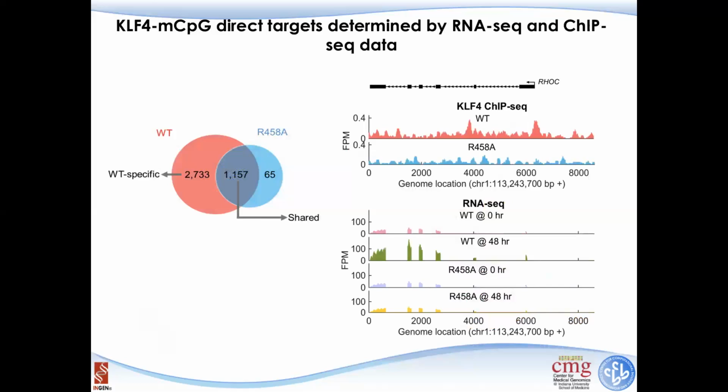And also we tested the ROC gene expression, and we can see that in the wild type, where we keep the KLF4 methylated binding, this gene is upregulated after 48 hours. But if we block this methylated binding, the gene expression doesn't change. So which indicates this ROC is most likely a target of KLF4 methylated binding.